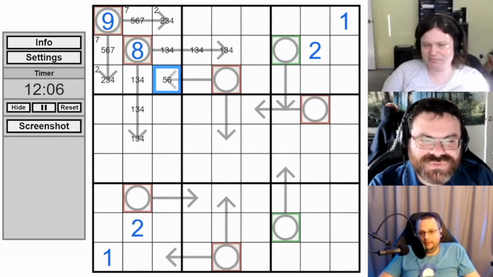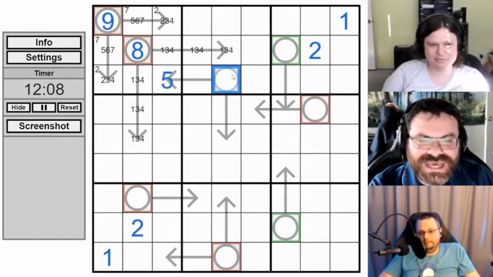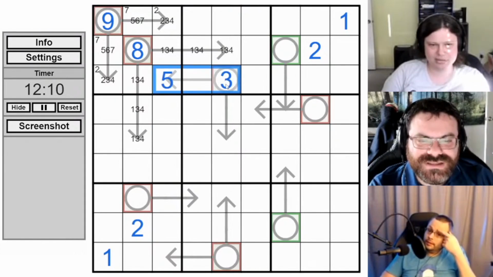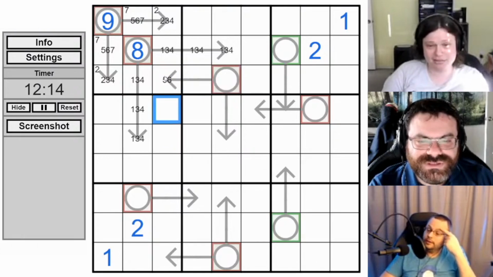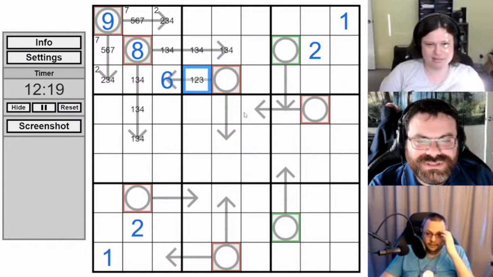So if this was a 5, then this would have to be a 3. And good luck getting that arrow to work. Yes. I mean, you could try really hard. So that's a 6. Yep. So this is 1, 2, 3. This is 1, 2, 3. And this is 7, 8, 9.